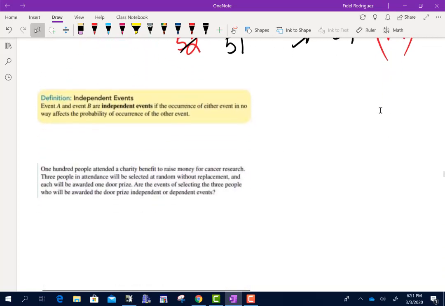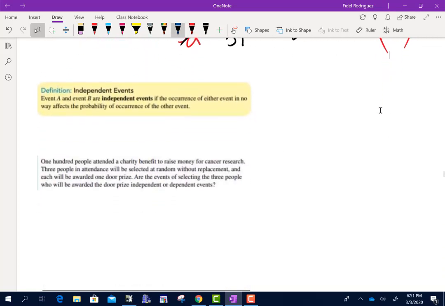Okay. So moving along here, it says independent events. It says events A and B are independent events if the occurrence of either event in no way affects the probability of the other event. Okay, so the first problem we have here says 100 people attended a charity benefit to raise money for cancer research. 3 people in attendance will be selected at random without replacement. Okay, this part's important. Without replacement. And each will be awarded 1 door prize. Are the events of selecting the 3 people who will be awarded the door prize independent or dependent events?